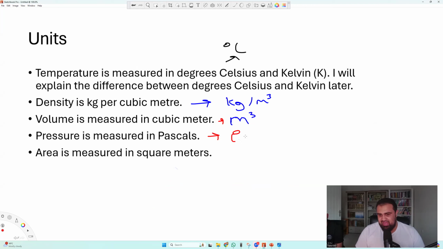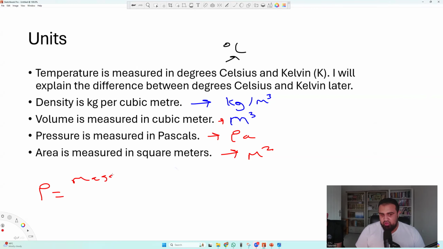Pressure is measured in pascals. And area is measured in meters squared. Again, in maths, area, most of the time when you do examples, is measured in centimeters squared. And sometimes the dimensions will be given in meters. But you need to know, so you don't mess up in exam questions later, because there's a lot of conversions, and this is how examiners catch you out, by you not being comfortable with the units.